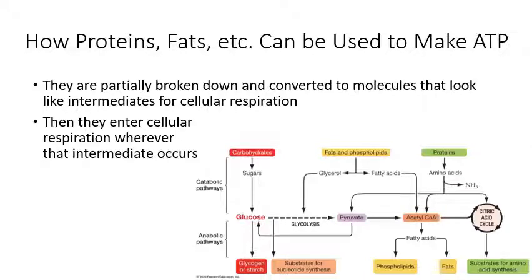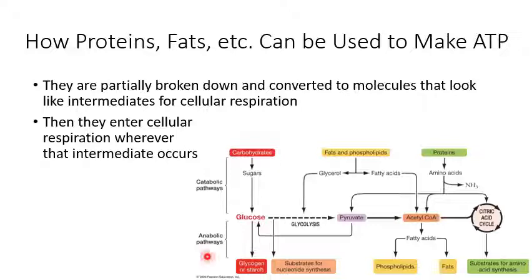But after each modification, you technically don't have glucose anymore. You have some other molecule that has its own name, and that would be an intermediate. So if you can make some other molecule look like one of those intermediates, then it can just enter cellular respiration and be used in the normal pathways to make ATP. So this is the basic strategy that cells use to get ATP out of molecules like proteins or fats.